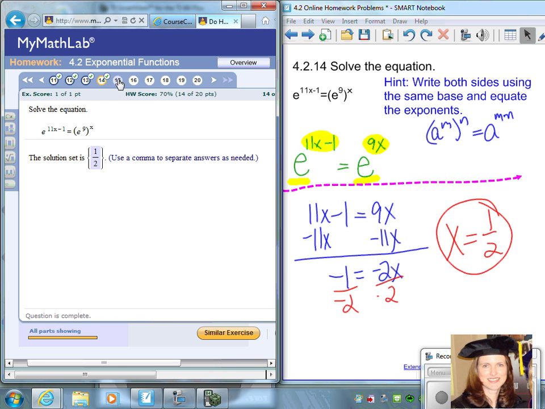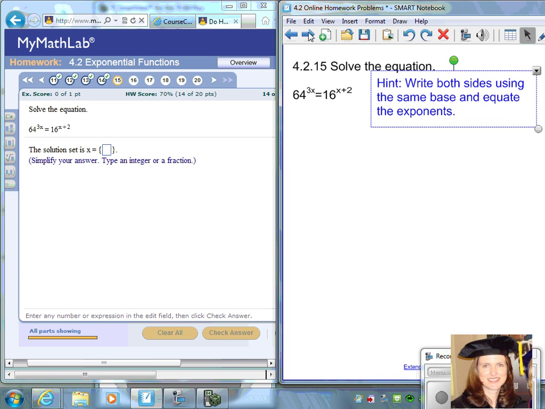Okay, let's look at number 15. Solve the equation. 64 to the 3x is equal to 16 to the x plus 2. Now both sides have different bases. We want to be able to write both sides with a common base and then equate the exponents. Now 64 and 16 are both powers of 4.